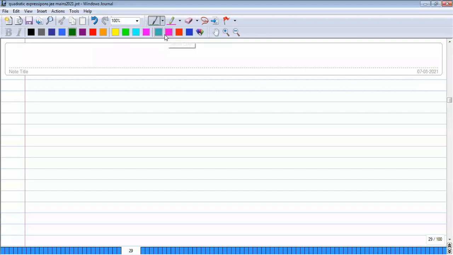Today we shall talk about the new concept, that is nothing but the maximum and minimum value of ax square plus bx plus c.